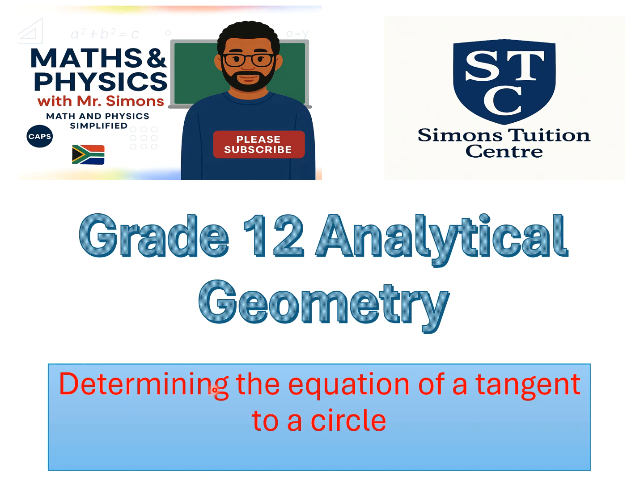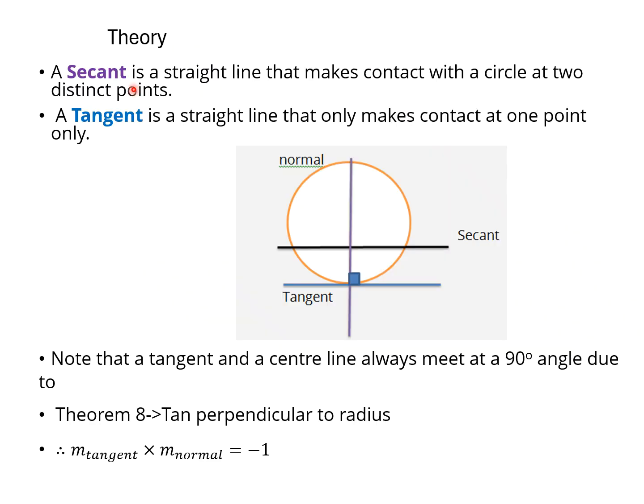Welcome to video 5 of grade 12 Analytical Geometry, doing the classwork that we need to know. One of our compulsory questions: can we determine the equation of a tangent to a circle? In theory, we expect you to understand that a secant is a straight line that makes contact with a circle at two distinct points. If I draw a line right through a circle, it makes contact at two places. That's called a secant. A tangent is a straight line that only makes contact at one point only. So if I draw a tangent, it makes one point of contact only.